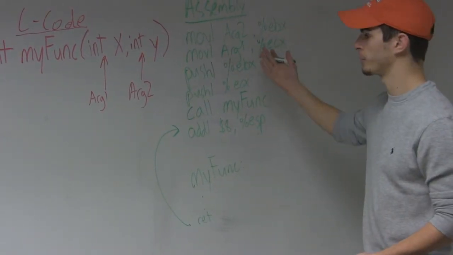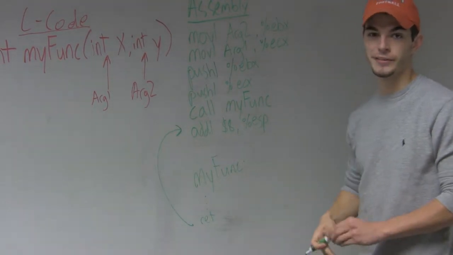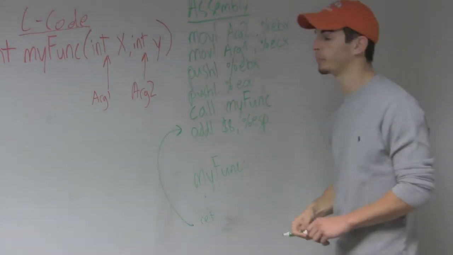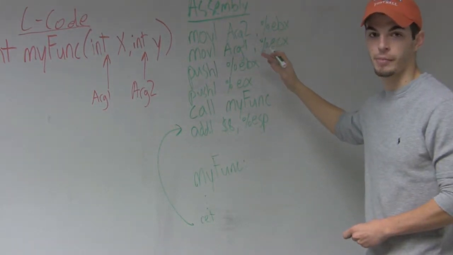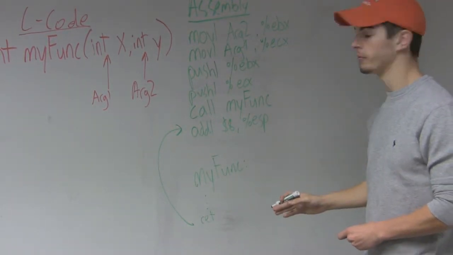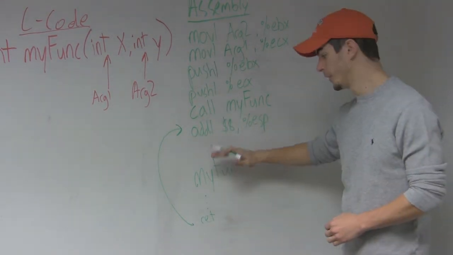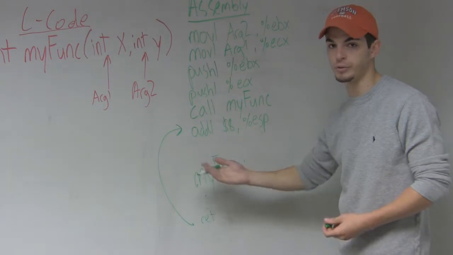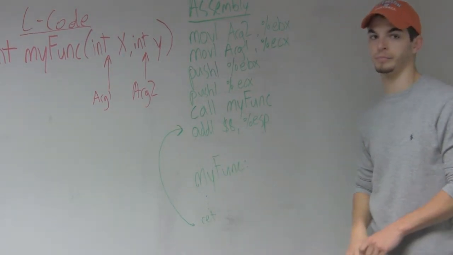And for example, if we had 3 arguments, we would need to add 12 to the stack pointer. It's simply restoring the space that was taken up by our arguments because the caller function does not care about the arguments in the callee function, and now it's ready to execute whatever code is going to be after this part of the code.